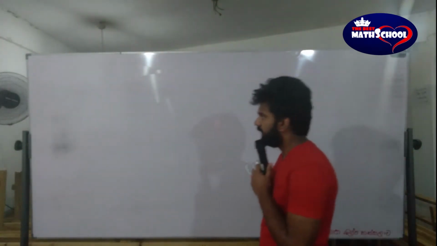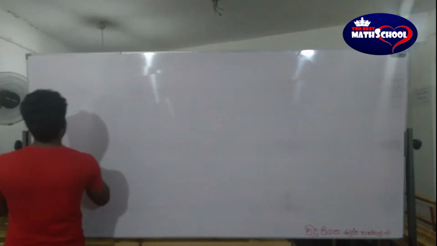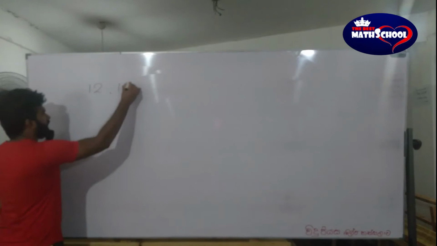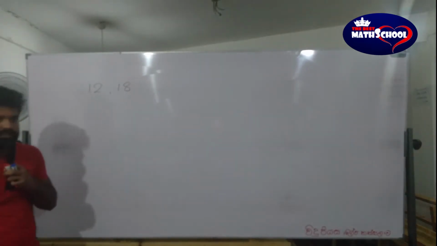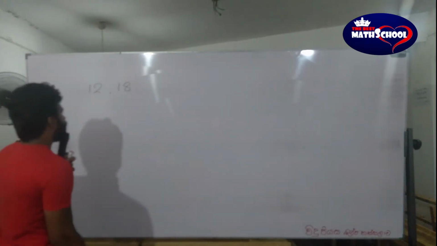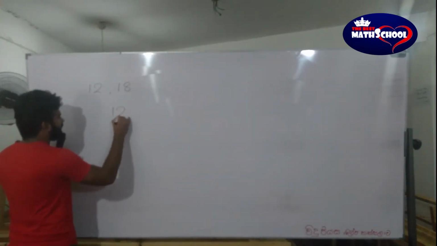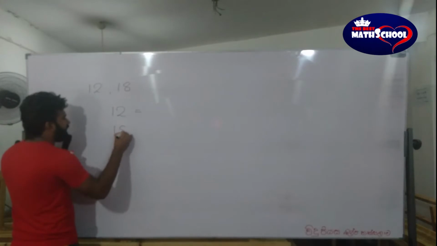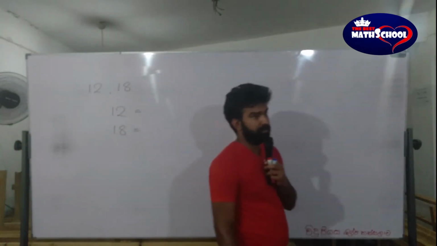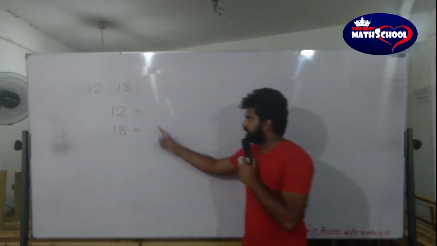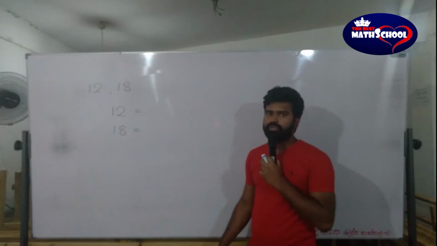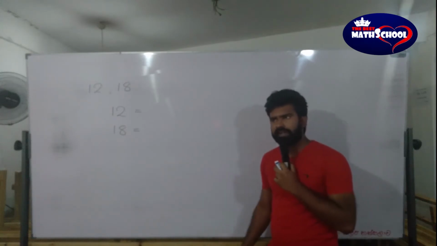Right. What does it mean by highest common factor? I'll take an example like this. I'll take 12 and 18 as two numbers. And now I'm going to find the highest common factor, that means the HCF of 12 and 18. So the first thing, I should write this 12 and 18 by using prime numbers. That means we should write this 12 and 18 as a product by using the prime numbers or the prime factors.